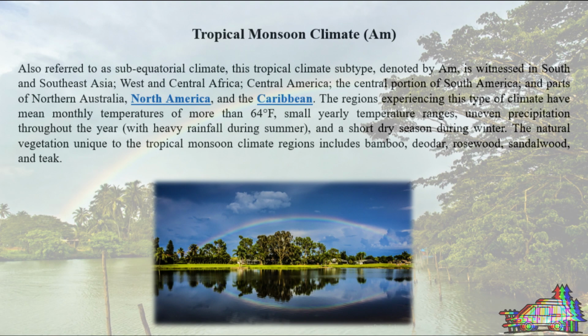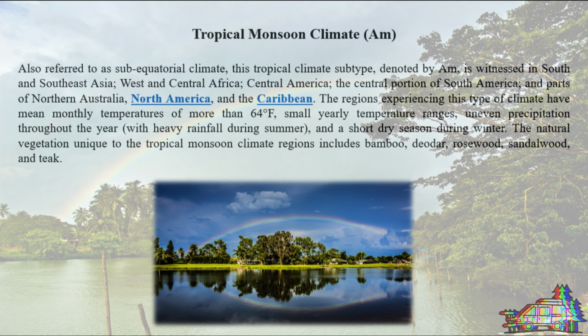Tropical monsoon climate, also referred to as subequatorial climate. This tropical climate subtype, denoted by Am, is witnessed in South and Southeast Asia, West and Central Africa, Central America, the central portion of South America, and parts of Northern Australia, North America, and the Caribbean.